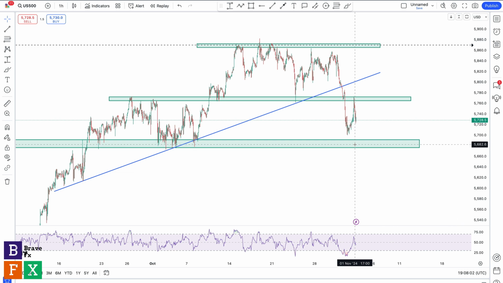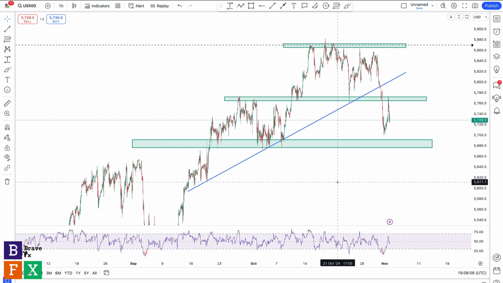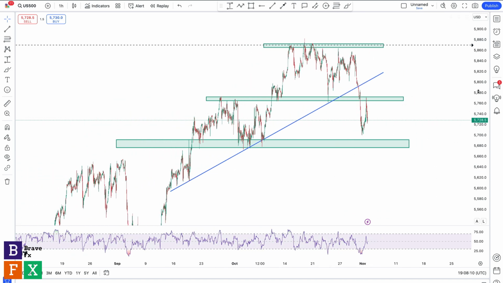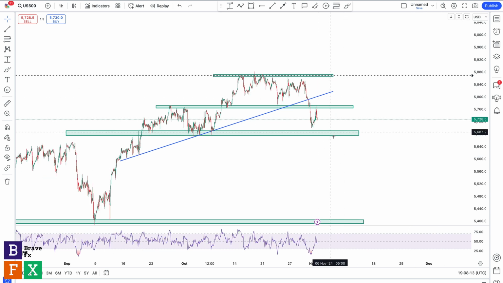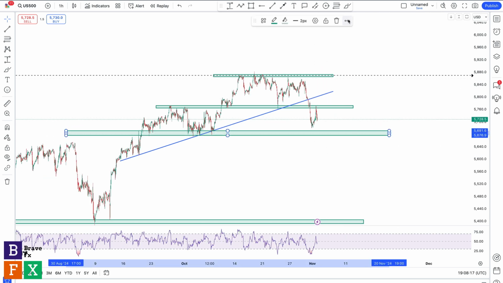I didn't trade US500 last week, so I missed this trade opportunity, but I'm sure not going to miss the next one, right? So two things are likely going to happen. Right now, I'm waiting for price to come into this area of value, see what it does before I decide to either go short or go long.